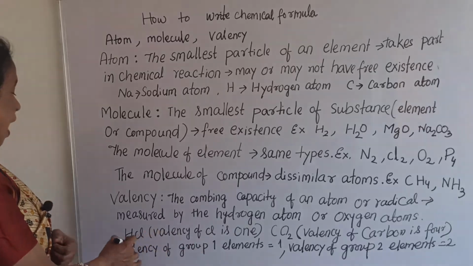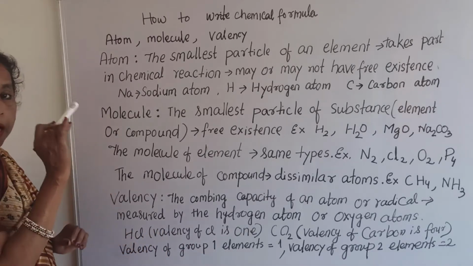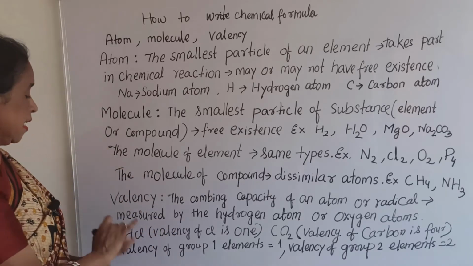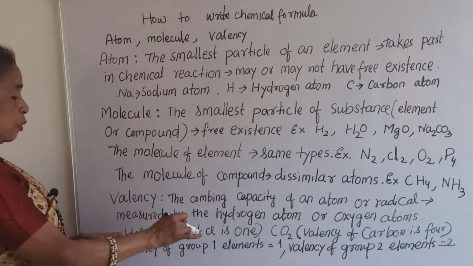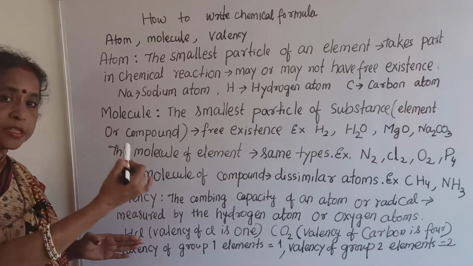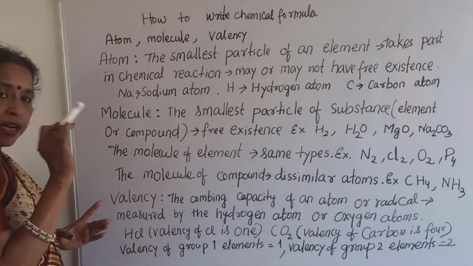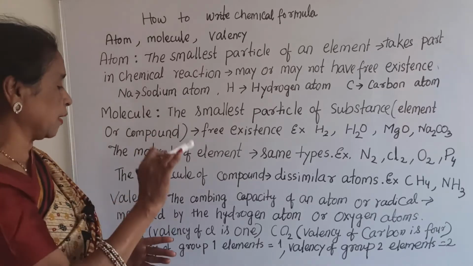Let us see hydrochloric acid, HCl. What is the formula? HCl. That indicates one molecule of HCl. And now how can you say what is the valency of chlorine? Just now I told, how many times chlorine combined with hydrogen, that is 1 time. So the valency of chlorine here is 1.